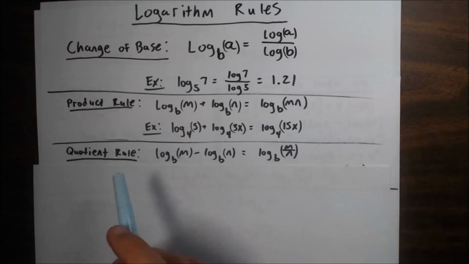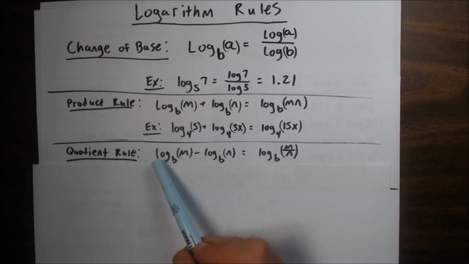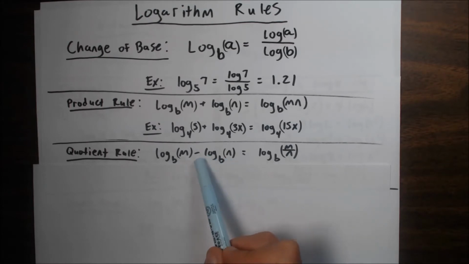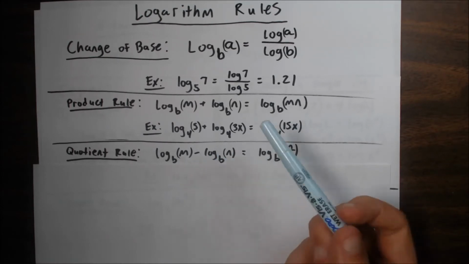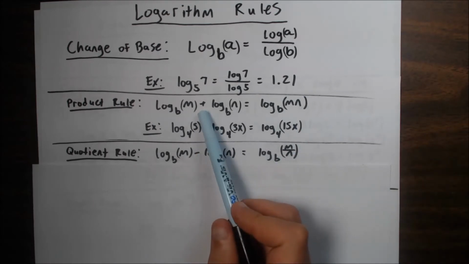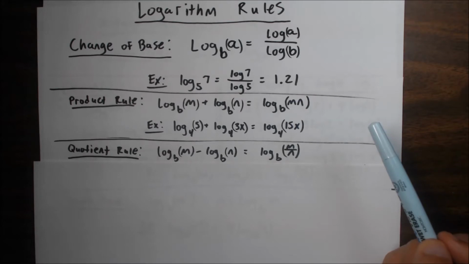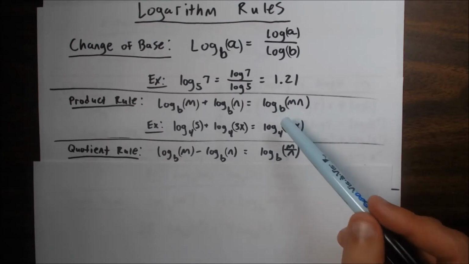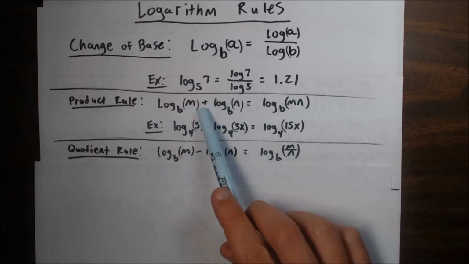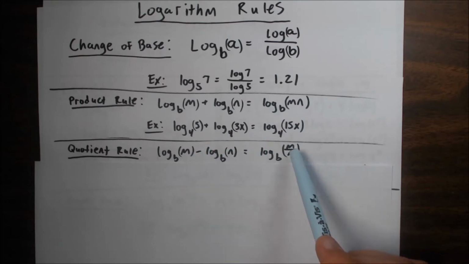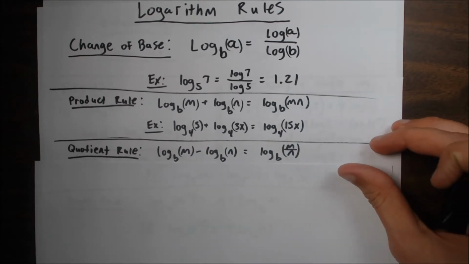Trying to speed up. So quotient rule: log base b of m minus log base b of n, with a subtraction sign in the middle. It's very similar to the product rule. Instead of adding, you're subtracting, and so on the inside, instead of multiply, you divide. Really, these are the same rules, just thinking about them backwards. Of course, if adding means you can multiply on the inside, then subtracting means you can divide on the inside. Really two different ways of looking at the same process.